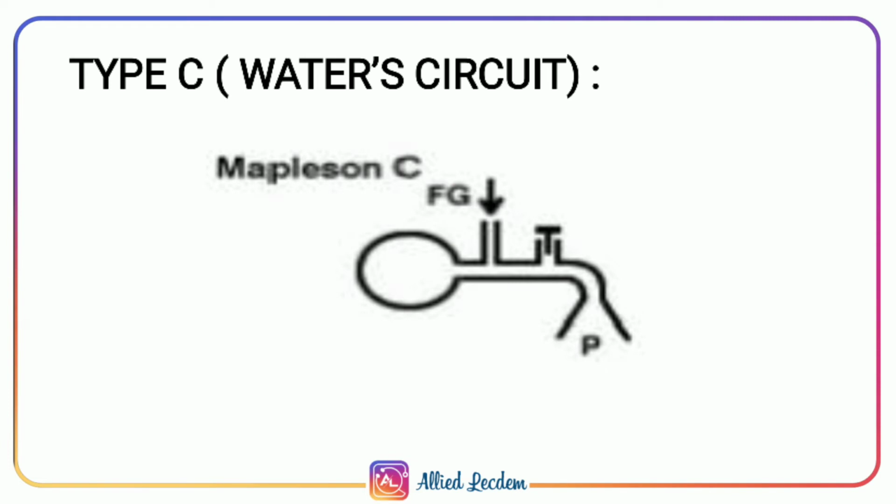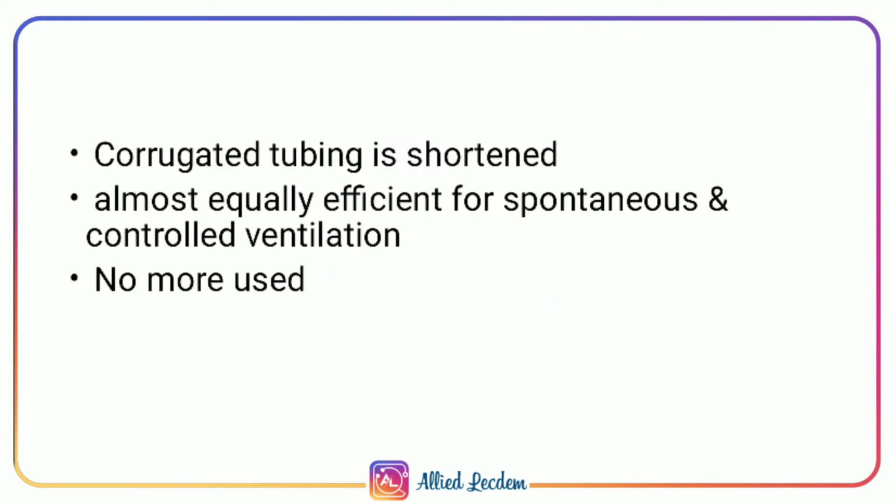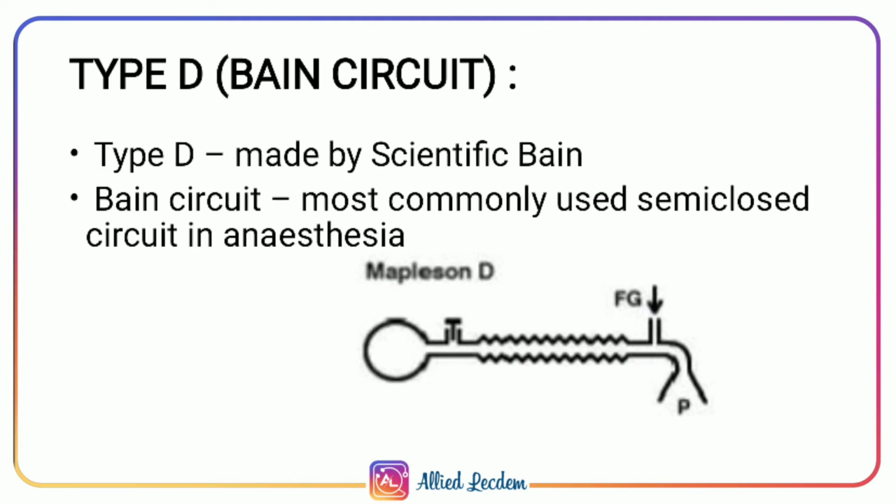Type C, also known as water circuit. From the diagram, you can see that the length of the corrugated tubing is shortened. It also did not offer any advantage, therefore it is no more used now, and they are equally effective for spontaneous and controlled ventilation. Type D, also known as Bain circuit.